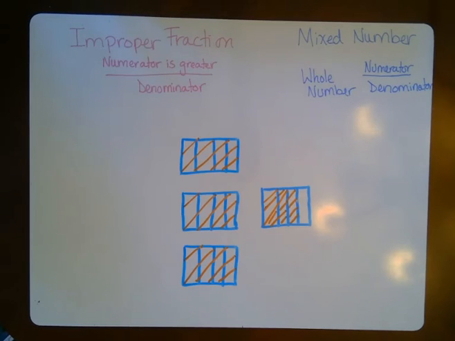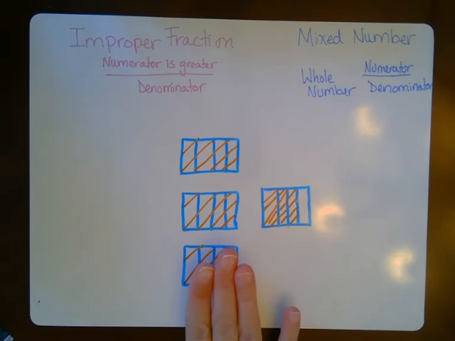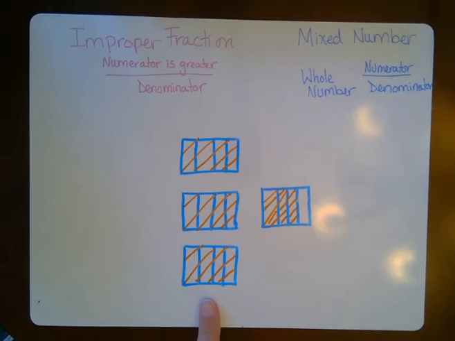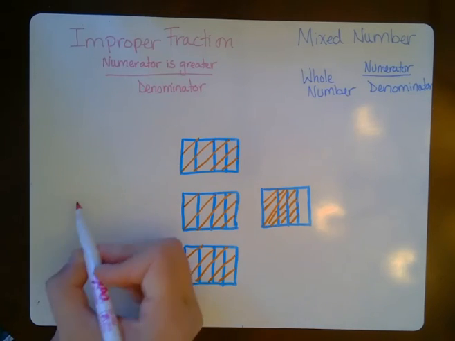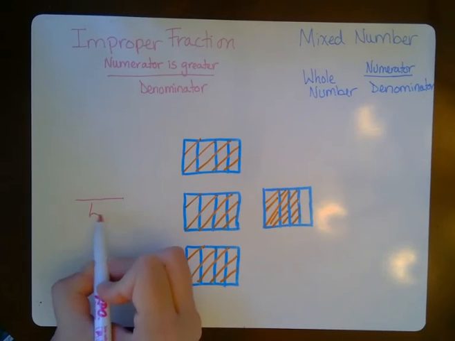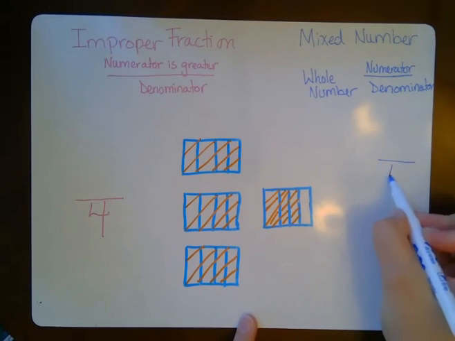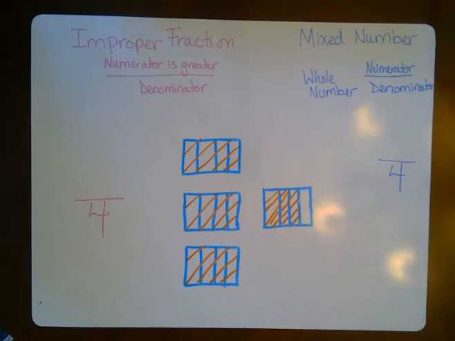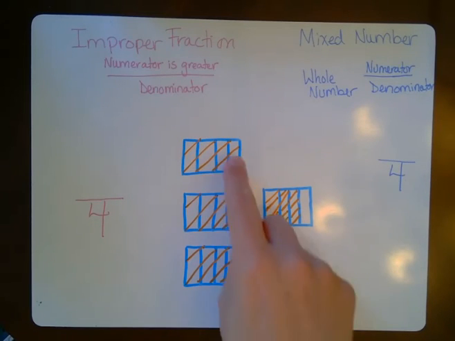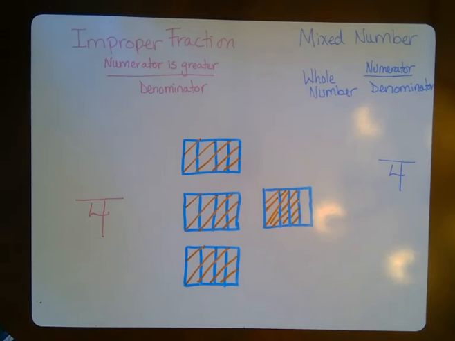Here's one last example. Again, I notice my denominator. For each, it is not going to change. Each of these models is split into fourths. So I know that for my improper fraction, my denominator is going to be 4. And I know that in my mixed number, my denominator is also going to be 4. Because I am not changing this model at all. Each of these models is split into 4.